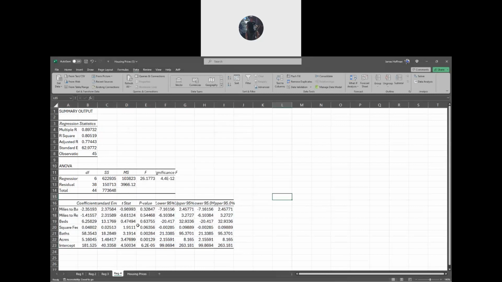Okay, now we're going to take out beds. Beds, right? Because beds is lower, smaller in absolute value. That one's 0.9 and this one's 0.4, right? Beds, yeah.